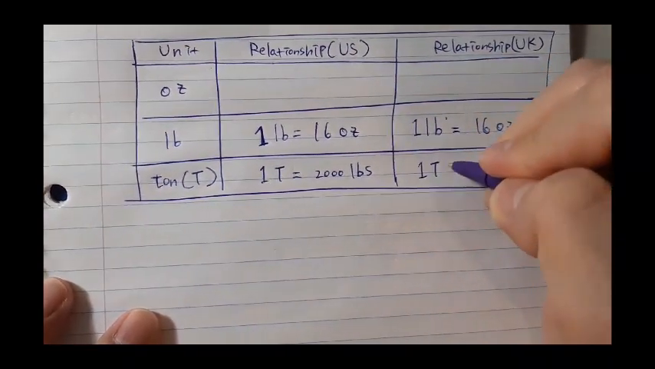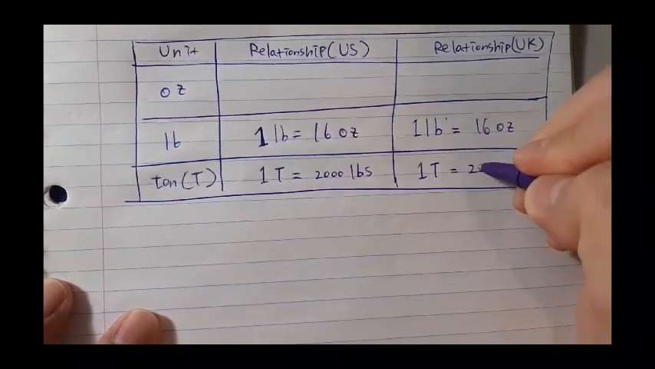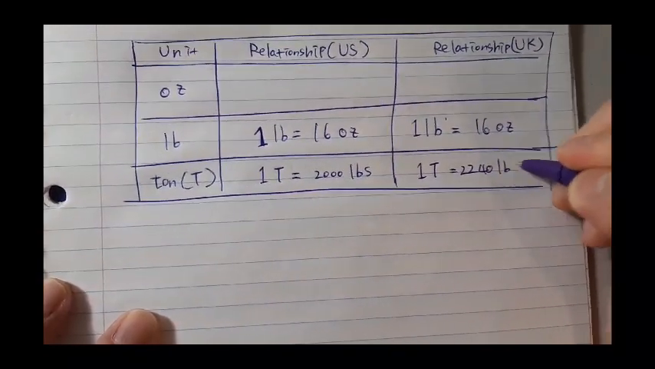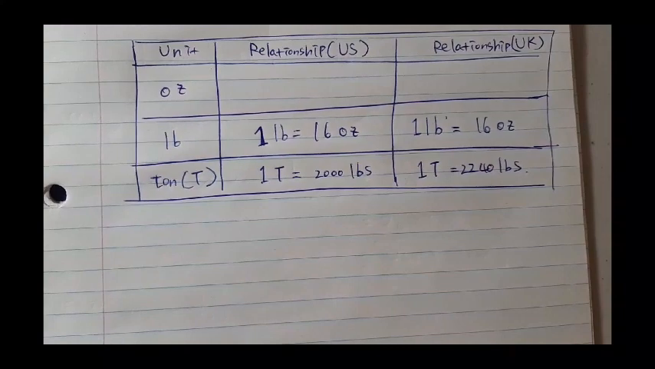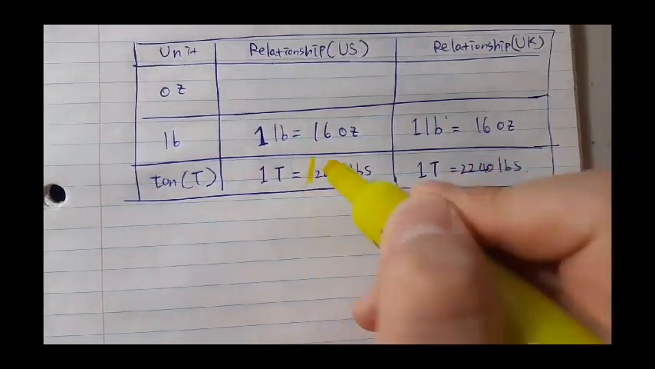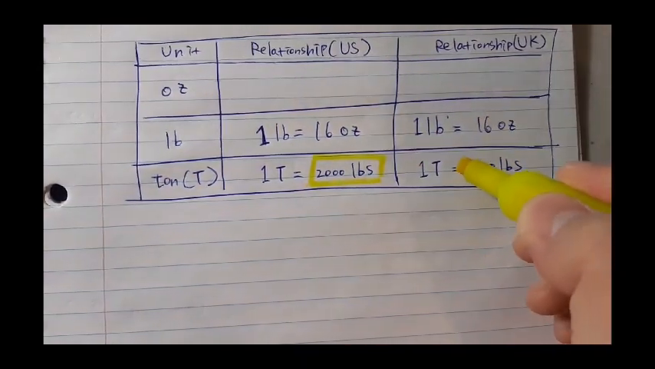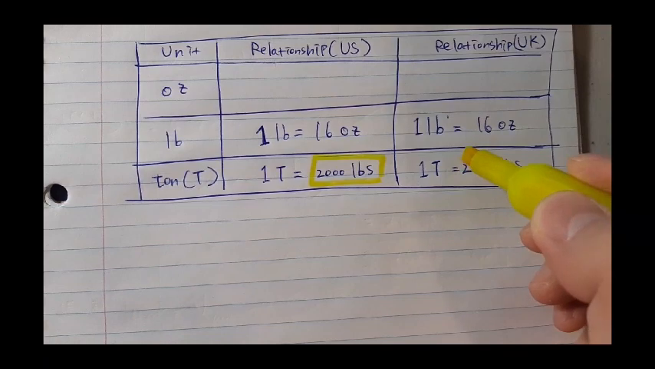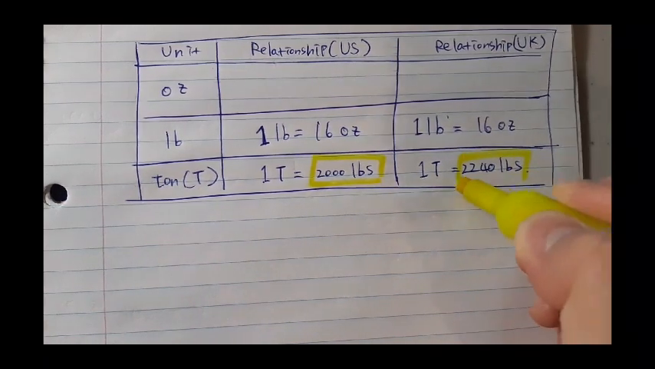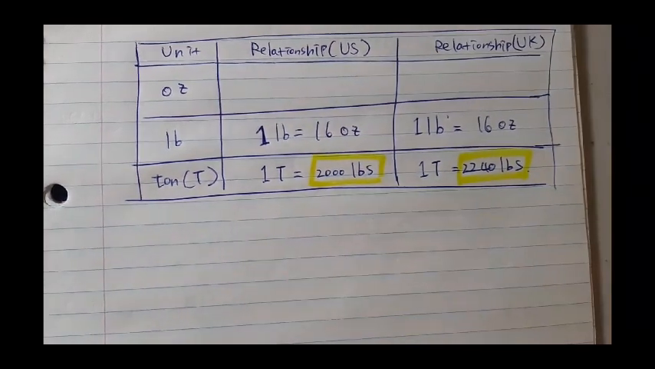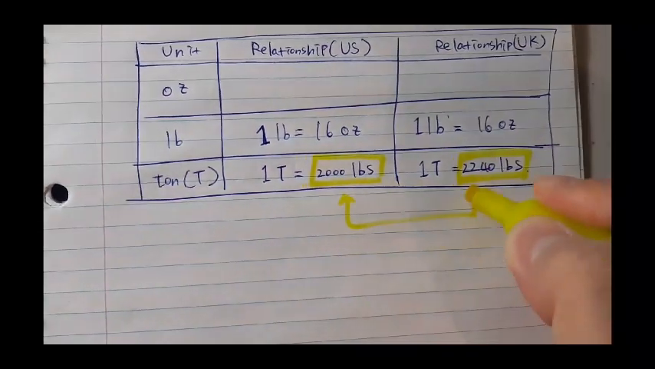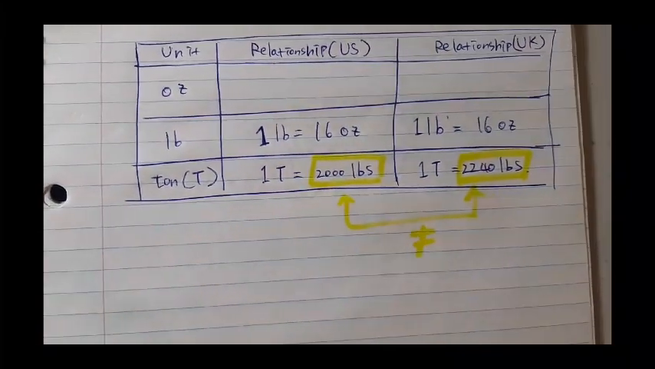but here's where the difference is occurring. In US, 1 ton specifically represents about 2,000 pounds, but when it comes to UK, 1 ton is equivalent to 2,240. Because of these two differences, we will have to use our reference table accordingly.